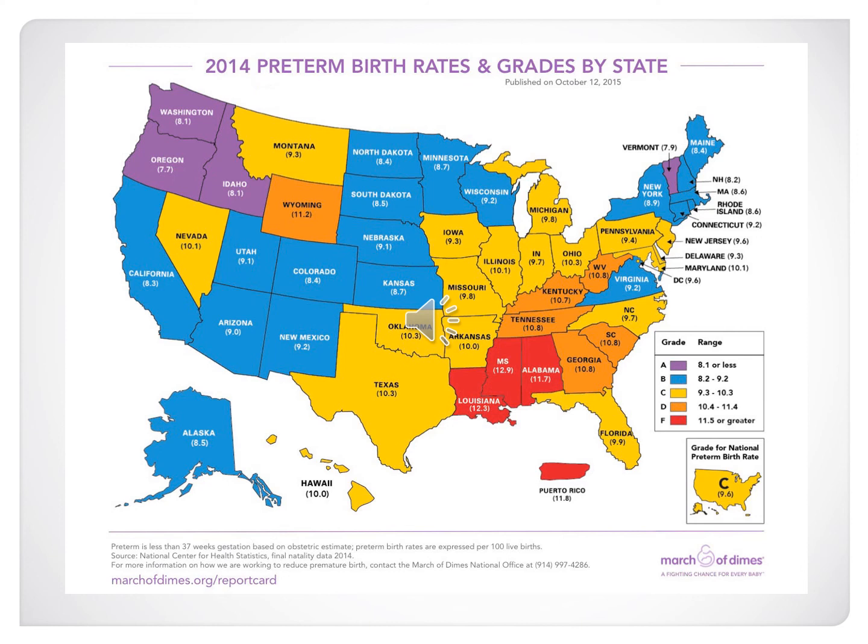So here I provided just a visual of preterm birth rates and grades by state, source the March of Dimes. As you can see, southern states and Puerto Rico have high rates of preterm births. And if you look geographically or racially, those states have high populations of low income African American women, with the exception of Puerto Rico.